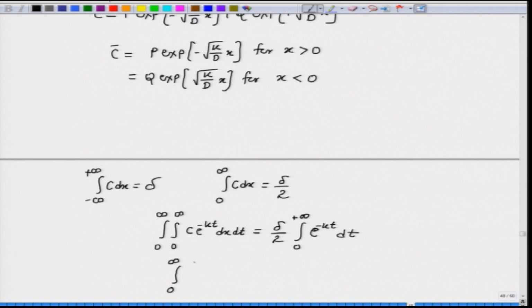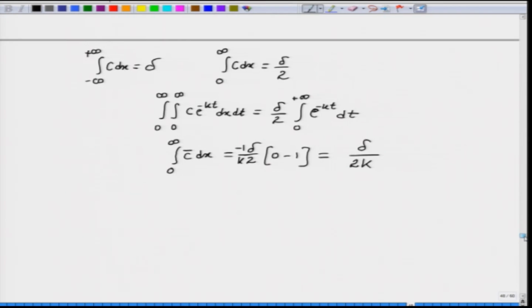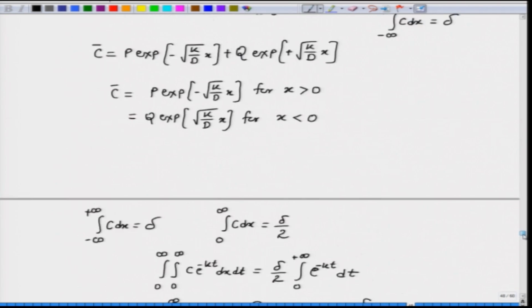we will find the Laplace transform of C appears. So, that should be C bar dx is equal to delta by 2, e to power minus infinity is 0, and e to power of 0 is 1, and there will be a factor of minus 1 by k. So, this will be delta by 2k. And if we substitute integral 0 to infinity, which is positive value of x. So, we use the first part.